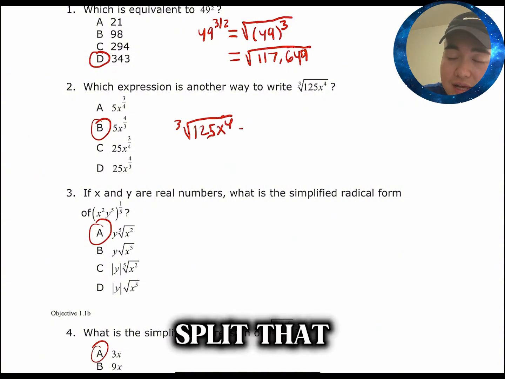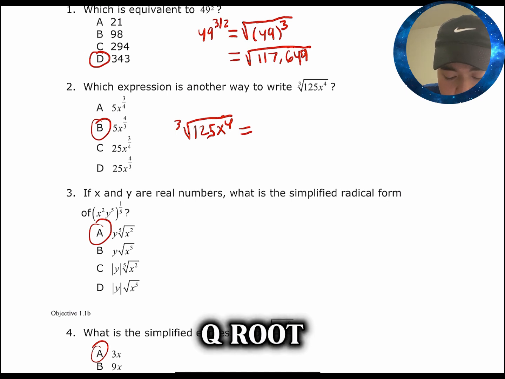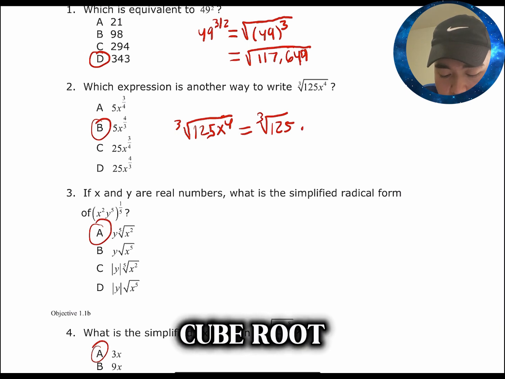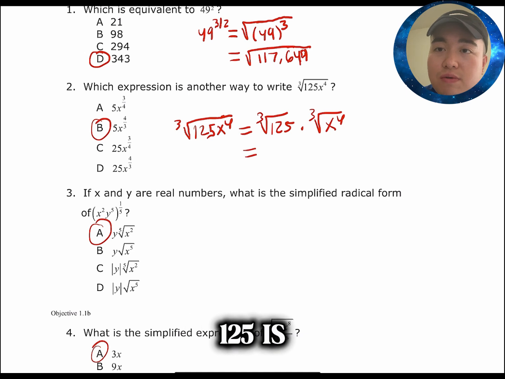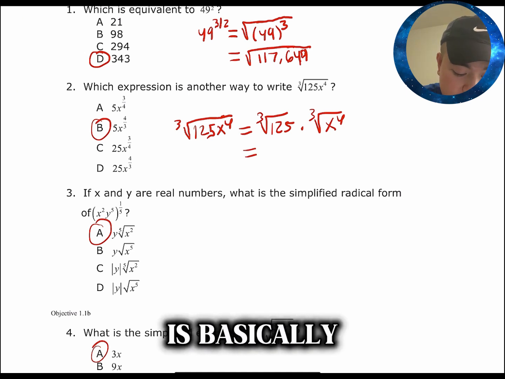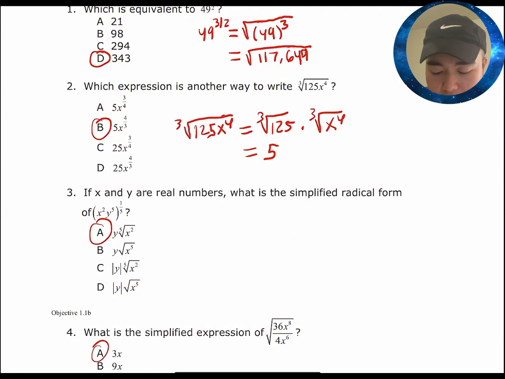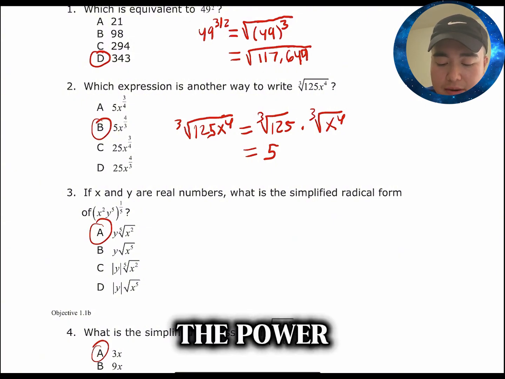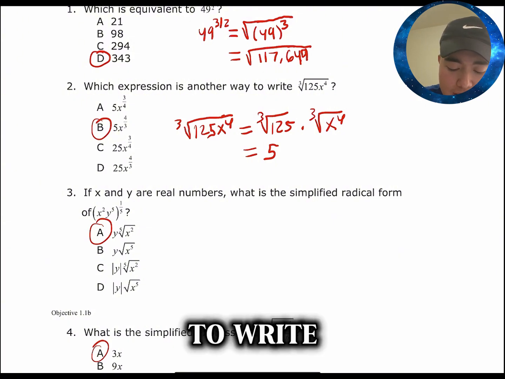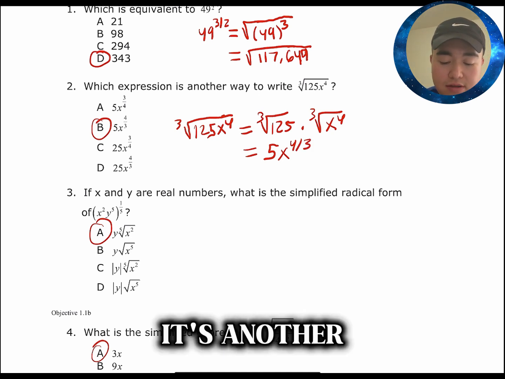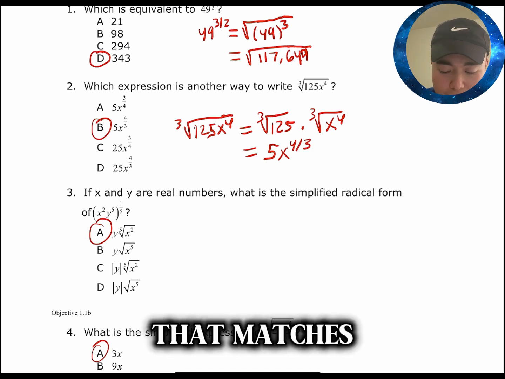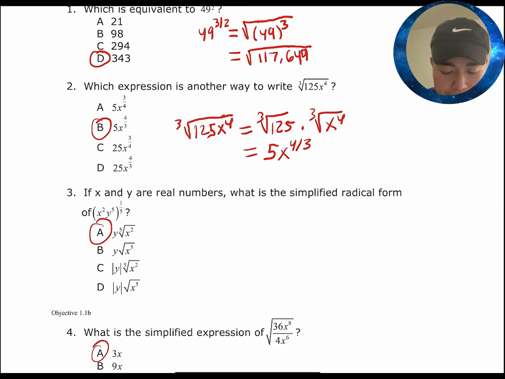And so I'm going to split that. So we'll have the cube root of 125 times the cube root of x to the power of 4. The cube root of 125 is basically 5. And then the cube root of x to the power of 4, I'm just going to rewrite that as x to the power of 4/3. Just like number 1, it's another way of writing it. And that matches answer B.